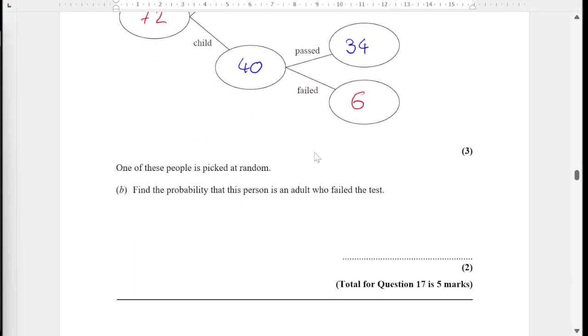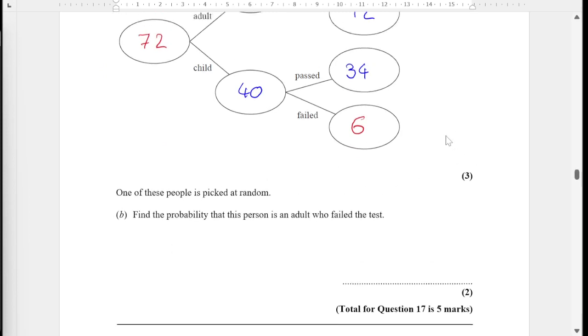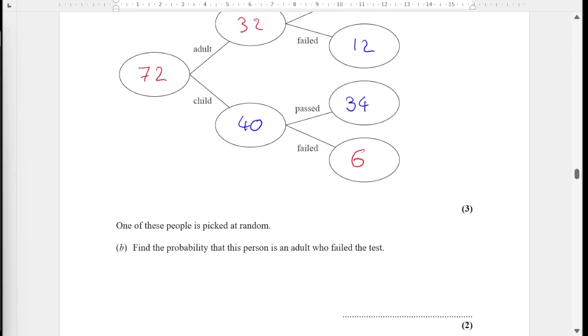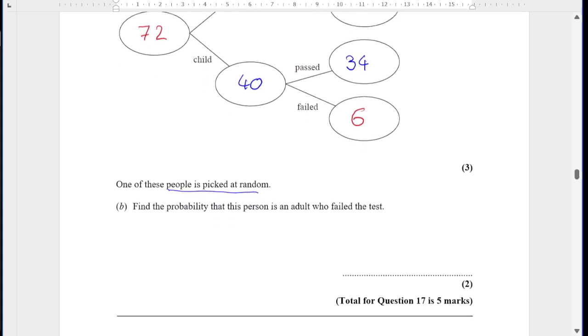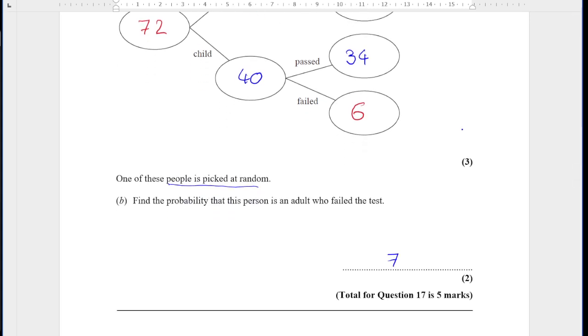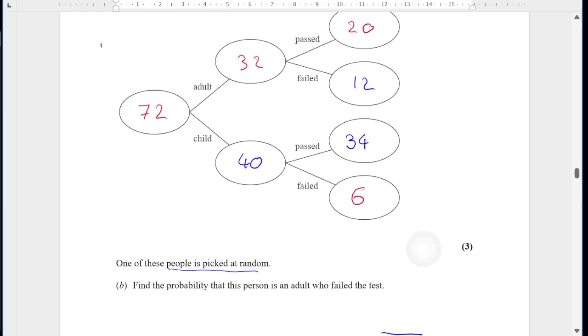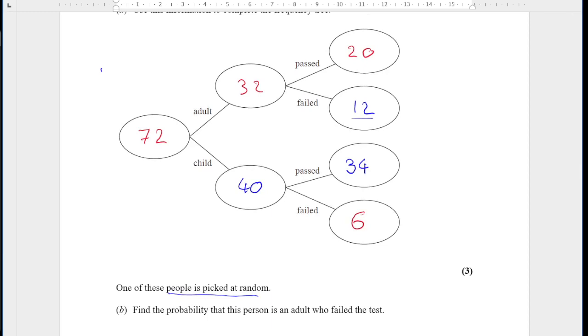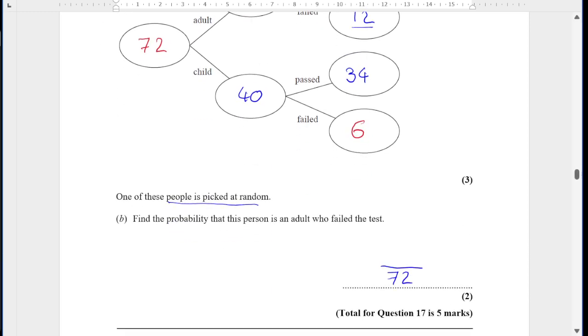Part B, one of these people is picked at random. Find the probability that the person is an adult who failed the test. So these are words to catch you out. One of the people is picked at random, so that means that our denominator is going to be 72, because we're picking from the whole sample. Find the probability that the person is an adult who failed the test. So that gives us the instruction of the group. The adult who failed the test is this value here. So it's going to be 12 out of 72. I'm actually going to do that over here because it can be simplified.